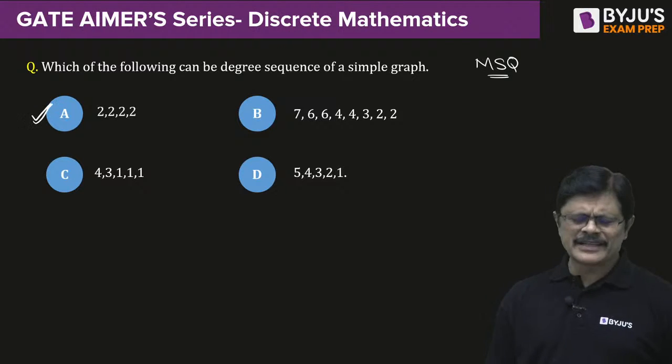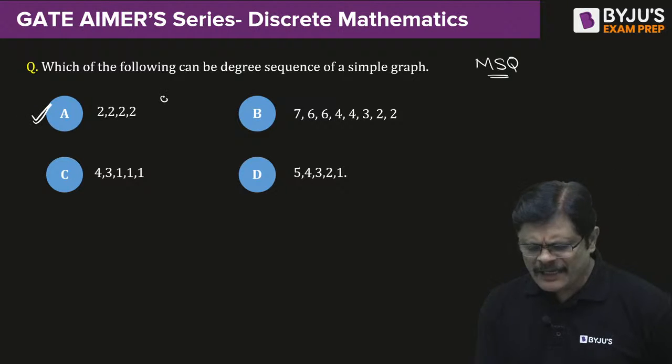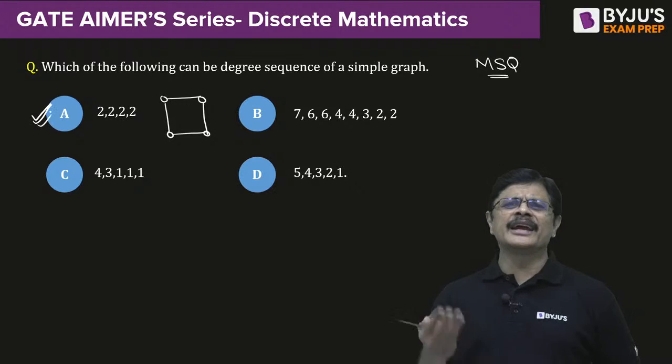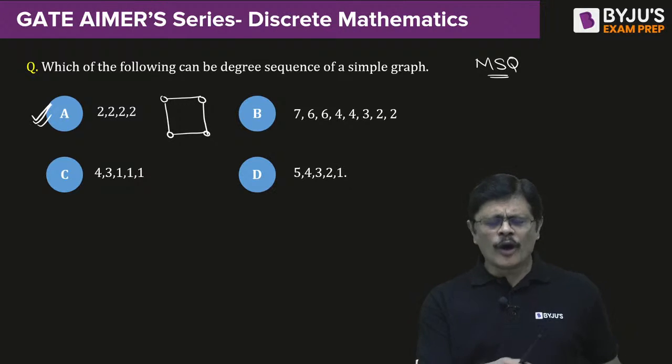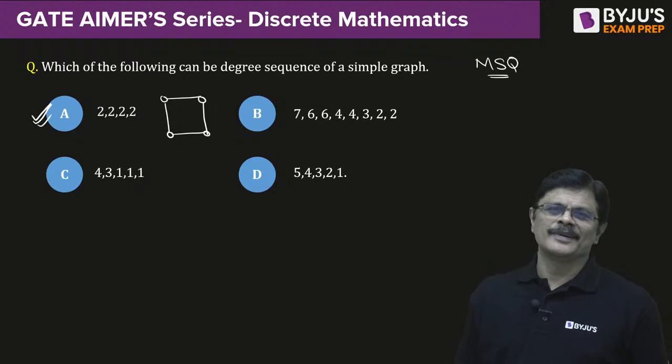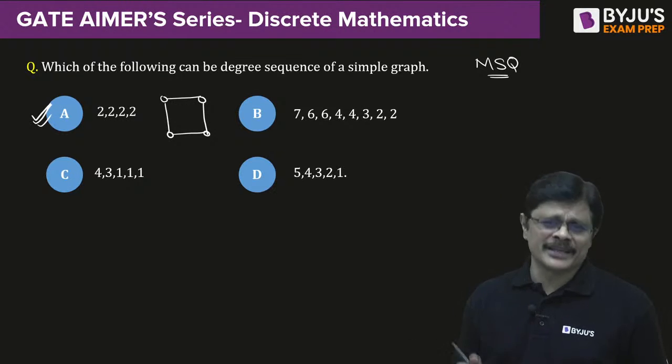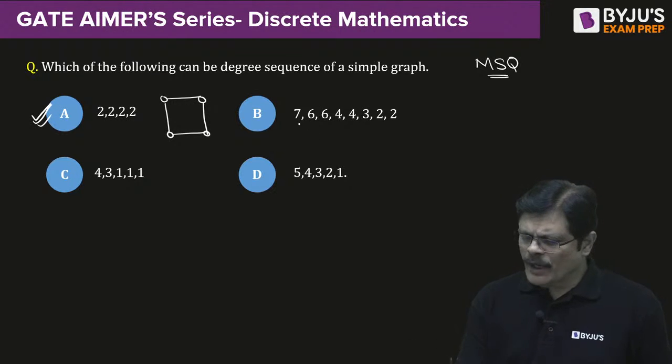See, A is obvious. Actually, every time you don't have to use the Havel-Hakimi algorithm. If you can draw a simple graph with this, obviously it is a degree sequence. Because all degrees being 2 means it should be a cycle, a 4-cycle. So this is ready. What about this?